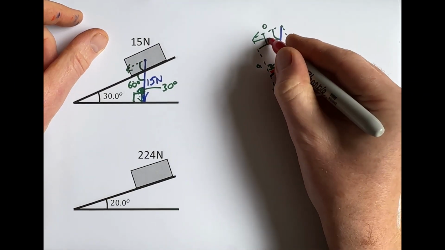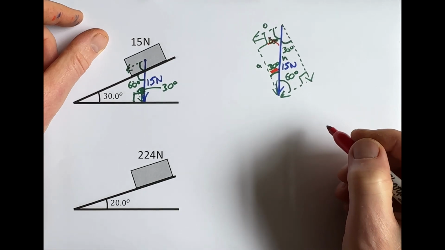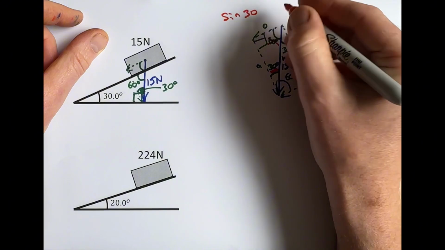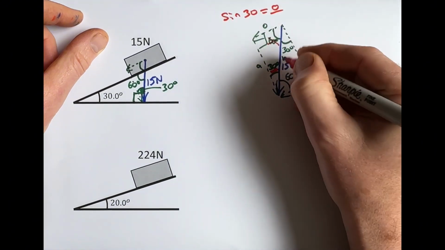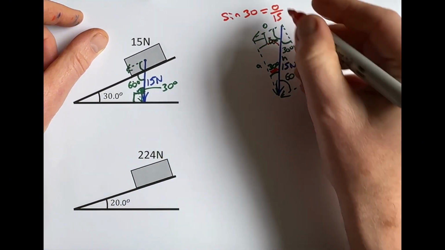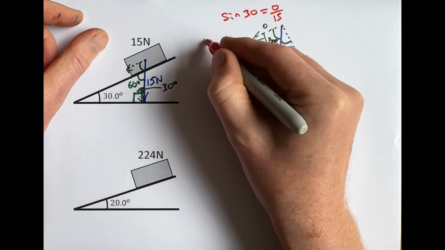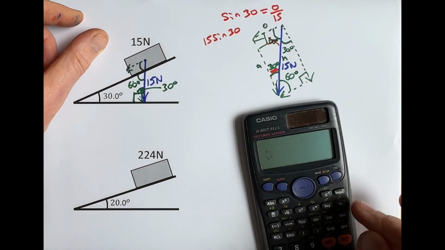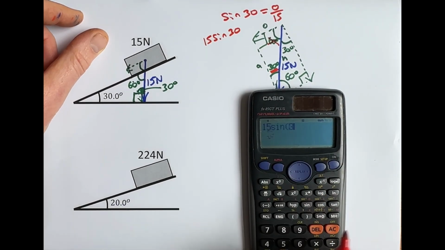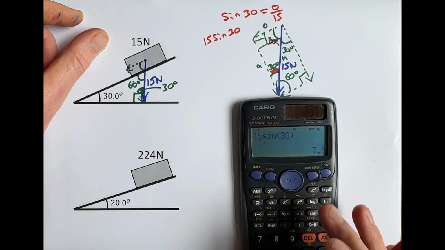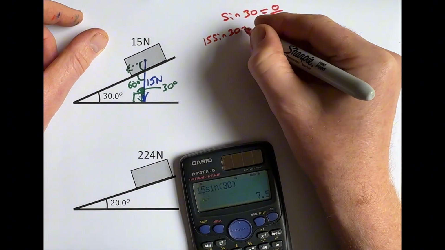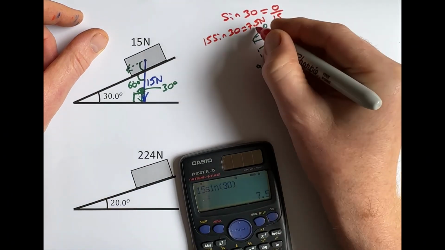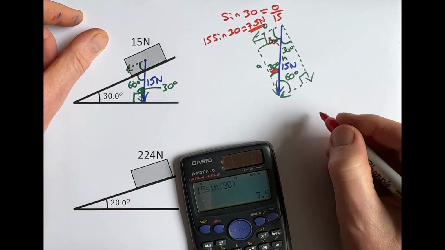This is the opposite to the 30-degree angle. We're using that angle, not this one at the moment. Sine of 30 is equal to the opposite over the hypotenuse, and the hypotenuse is 15. So this here is equal to 15 sine 30. If you use your calculator to work that out, 15 sine 30 gives you 7.5. So that equals 7.5 newtons down the slope.